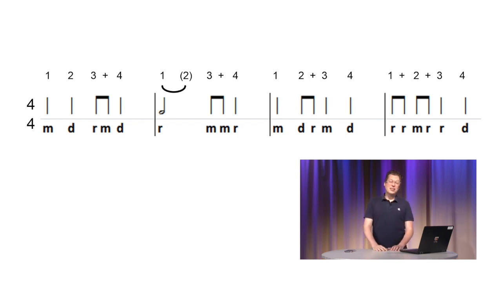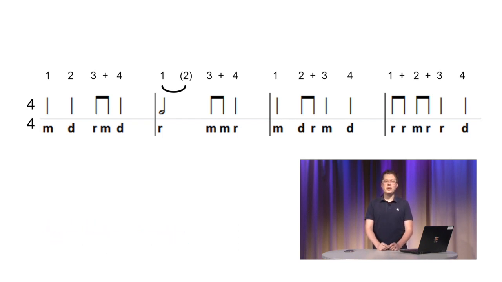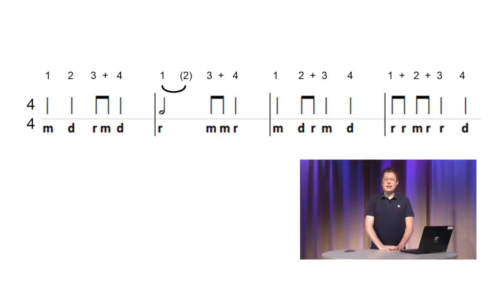Take a look at the letters down below. The letters down below are the solfège, and most of you who are in choir know that solfège is what musicians use to figure out what the notes are. We're going to be using do, re, and mi. So let's try speaking the solfège in the correct rhythm, the way it's indicated by the symbols above them. Starts on a mi. Let's talk it together.